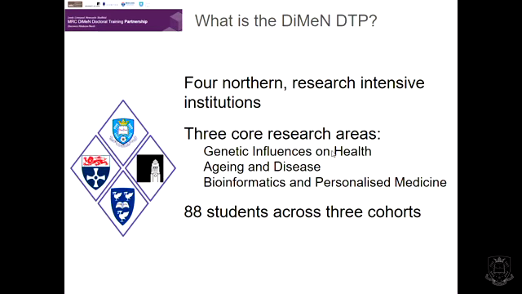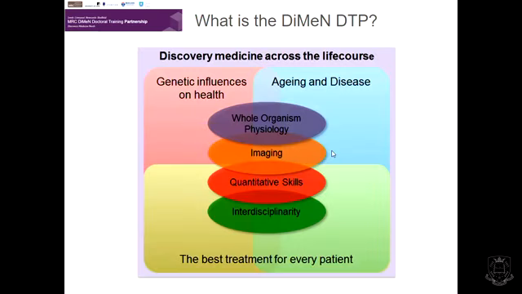So the 4 institutions that make up our DTP, the 4 academic institutions, so it's half of the N8, it's the 4 institutions I mentioned earlier, research-intensive universities in the north of England. And when we put in the application, we focused on 3 research areas, and these emerged through me reading the REF cases for those 4 universities and seeing what was common and where there were overlaps and where there were synergies between the universities. And we have currently 88 students across 3 cohorts across those 4 universities.